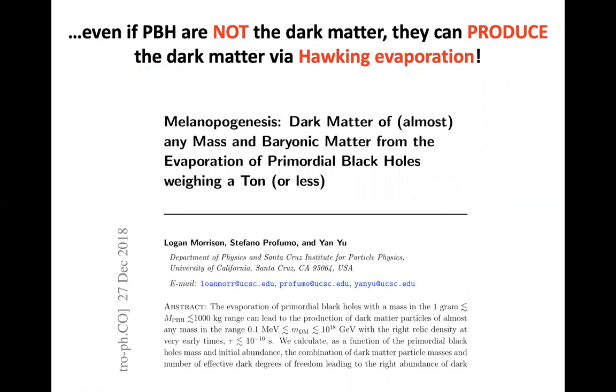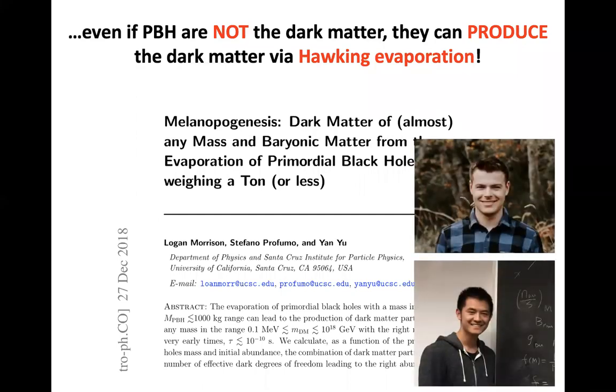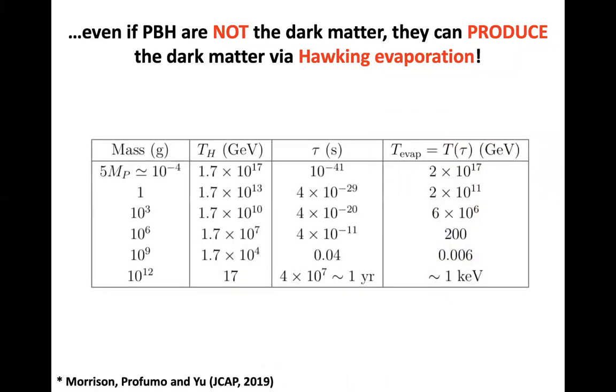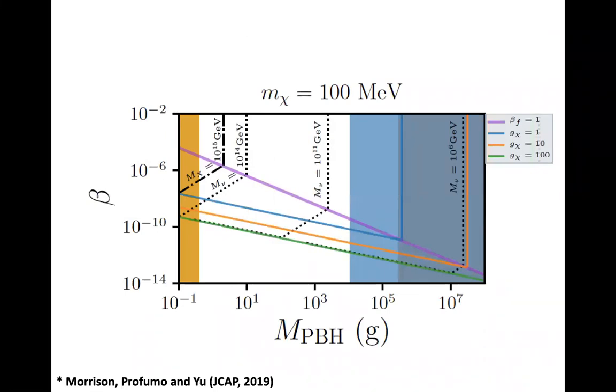I have no time to go into the details of this mechanism that, thanks to my Greek-American student, John Tamanas, we dubbed cleverly melanopogenesis. Here, the idea that I've worked on with my students, Logan Morrison and Yan Yu, is that primordial black holes can evaporate into ordinary and dark matter, and you can produce the right amount of dark matter as a result of black hole evaporation once you know essentially only one thing, which is the number of degrees of freedom of the dark sector that eventually decays into your dark matter particle.